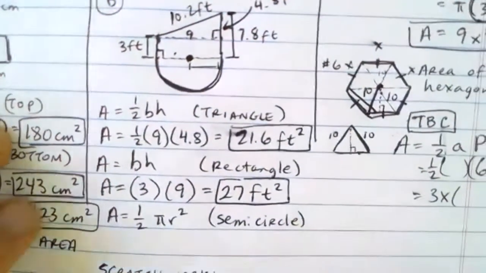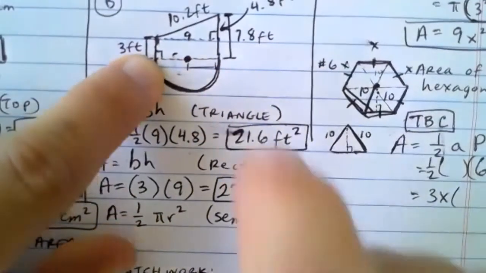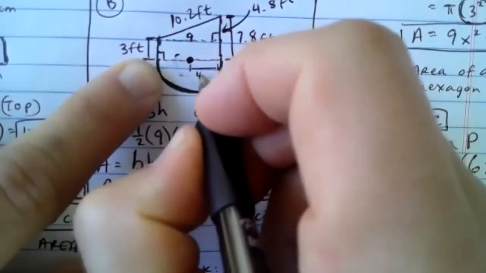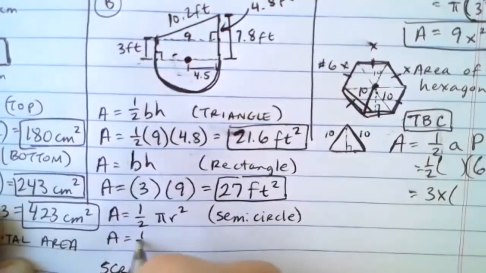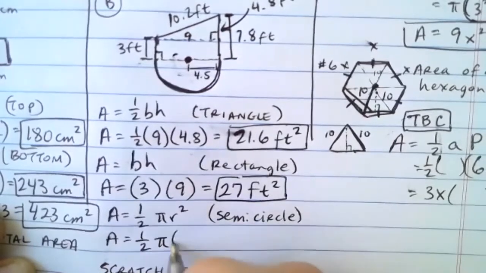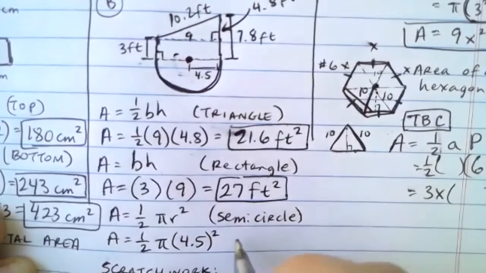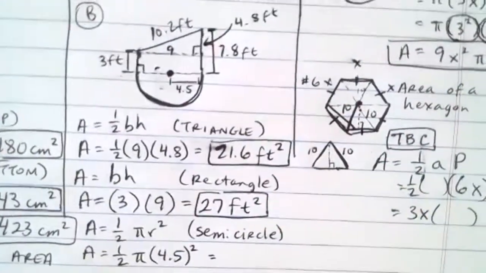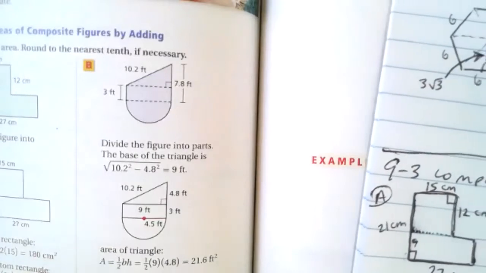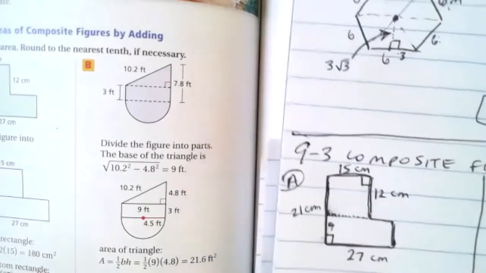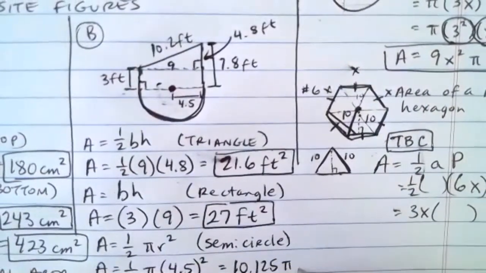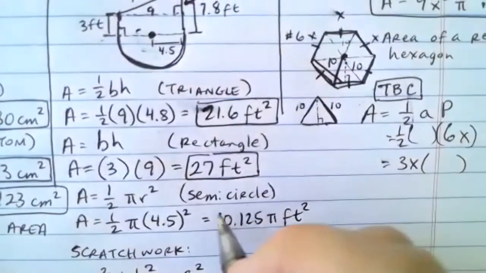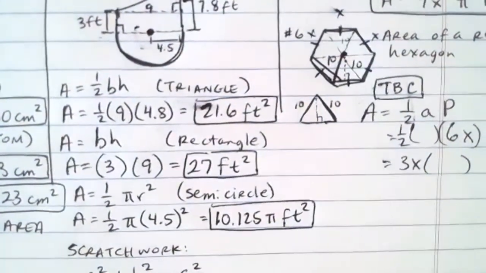And if you'll remember, the diameter is twice the length of the radius. So this radius is actually half of 9. All right, and so when we come over here and work out the formula, we get 4.5 is my radius. And if you calculate that out in your calculator, you should get 10.125 pi. So I'm going to put 10.125 pi feet squared. All right, so I'm going to box that off.